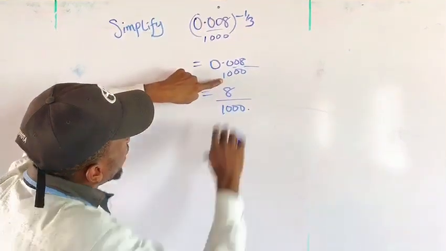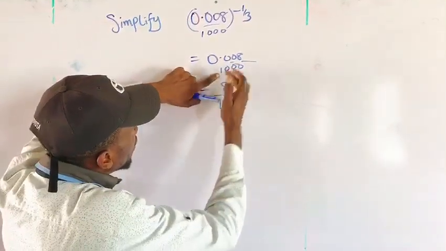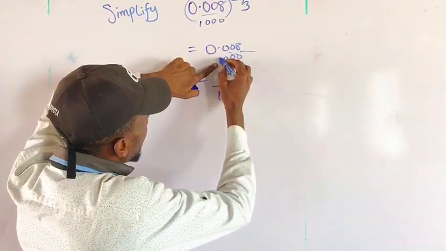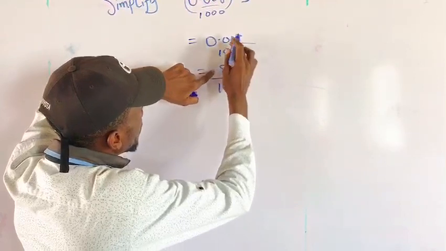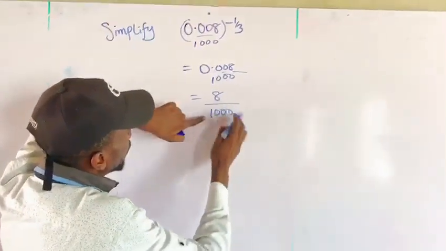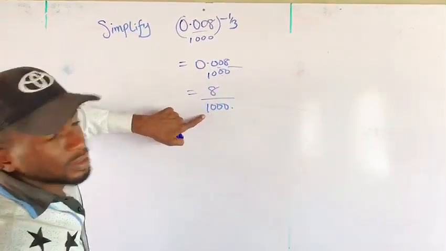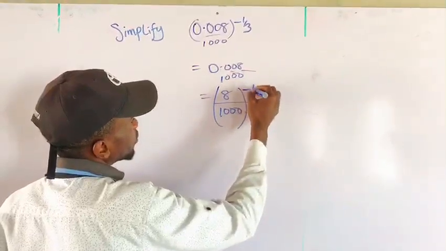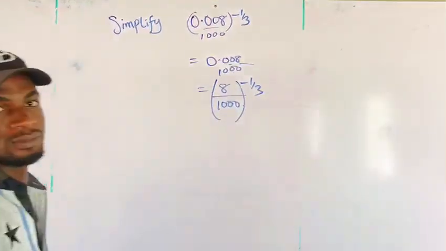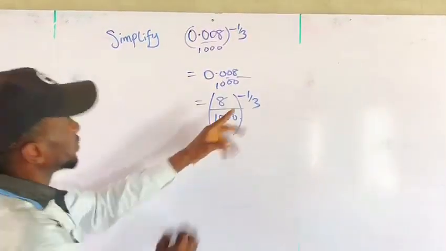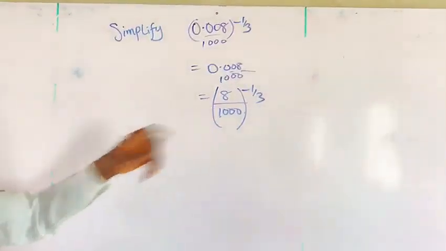Then the rest of the numbers after the point become 0. How many numbers do I have after the point? It is 3. 1, 2, 3. So after this one, I'll have 1, 0, 0, 0. So all these ones that are not significant die down, all over 1,000. So I'm left with this. This is what I'm having, raised to the power of minus 1 over 3. Are you getting it? Alright. By so doing now, I'm having 8 over 1,000 raised to the power of minus 1 over 3.